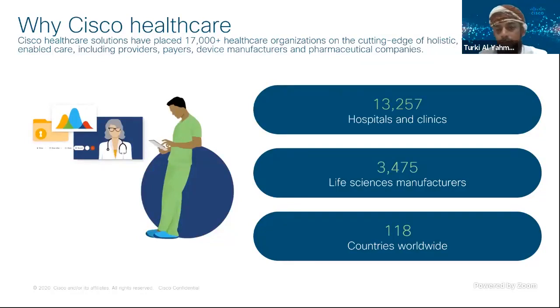Why do you need to work with Cisco? A few numbers here. More than 13,000 hospitals and clinics running Cisco solutions around the world. There are almost 3,400 plus life science manufacturers implementing Cisco solutions. We are available in 118 countries around the world. The Cisco team is available almost everywhere in the world, with all different languages, touching base in any kind of technologies in the market where we can help and support.